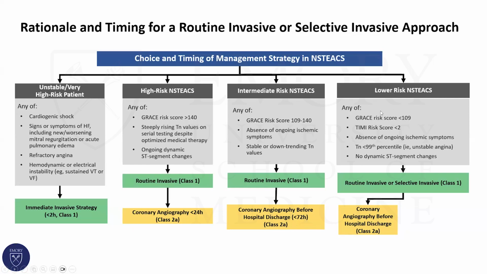Low-risk non-STEMI ACS: GRACE score less than 109, TIMI risk score less than 2, absence of ongoing ischemic symptoms, flat troponins, no dynamic ST segment changes. Routine invasive or selective invasive is recommended, and you can again proceed with coronary angiography prior to hospital discharge, or you can risk stratify them during hospitalization for recurrent symptoms and then proceed to angiography.